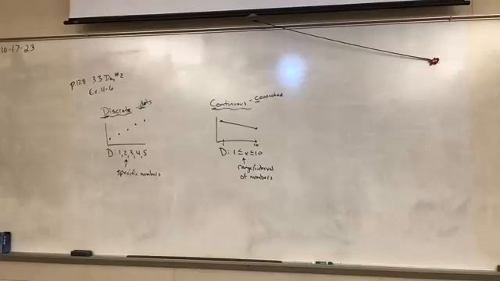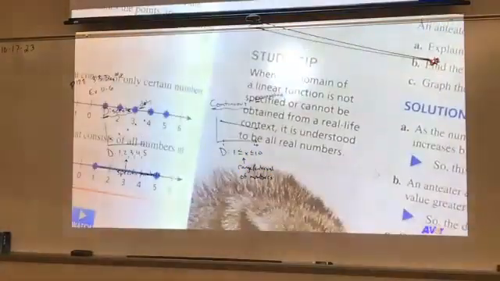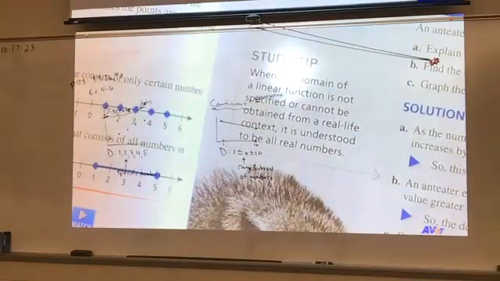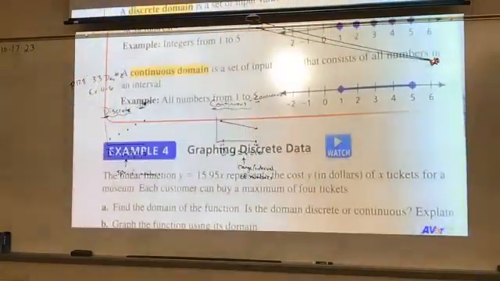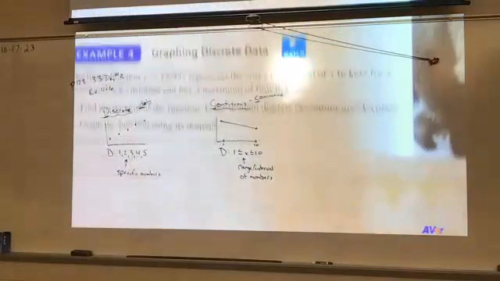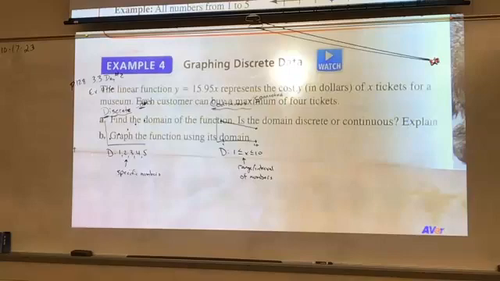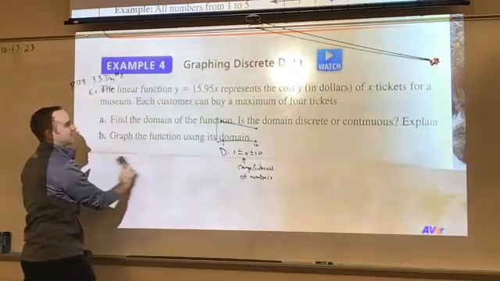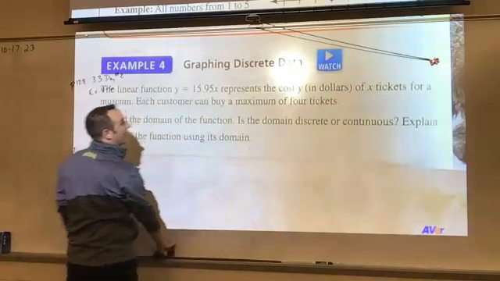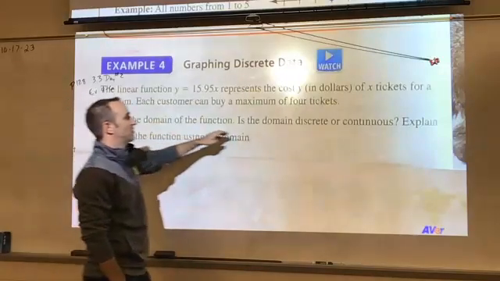So if we take a look at the book here, let's find it. Yeah, we'll look at this one first. There's just an example of continuous and discrete. But we're going to look at this example. Okay, so this example says the linear function, and then they give us an equation. Y is equal to 15.95x represents the cost Y of X tickets for a museum. Each customer can buy a maximum of 4 tickets. Find the domain. Is the domain discrete or continuous?